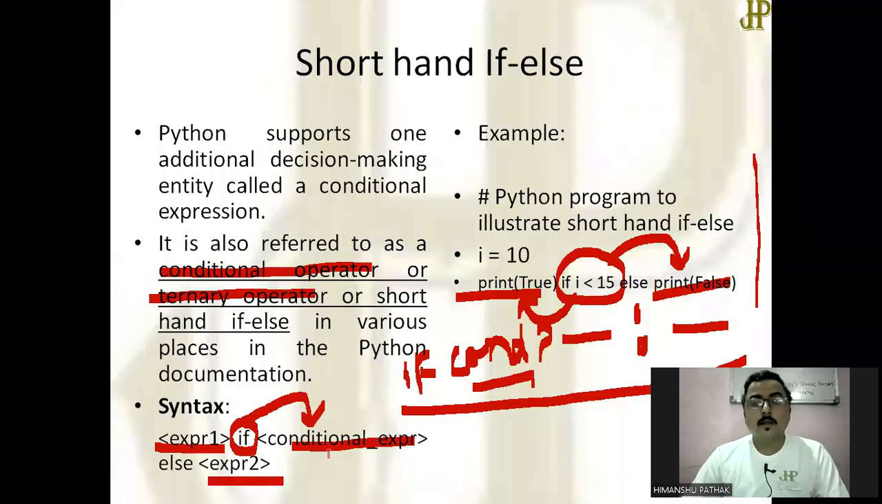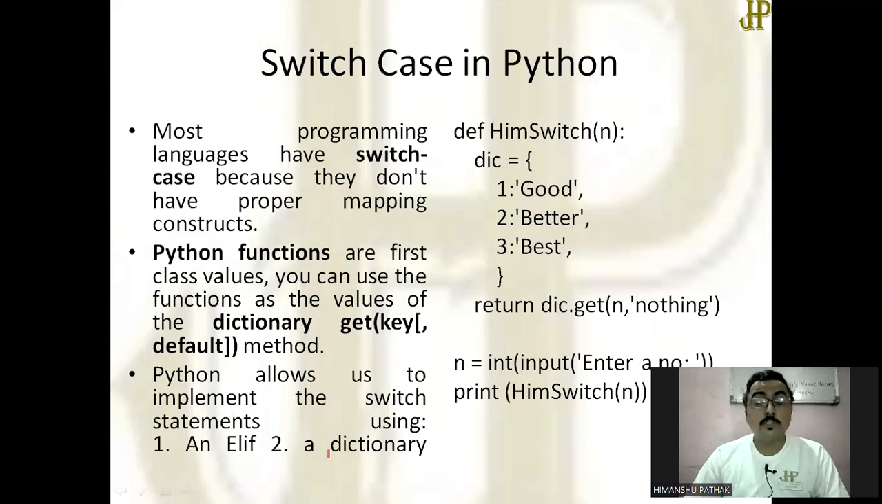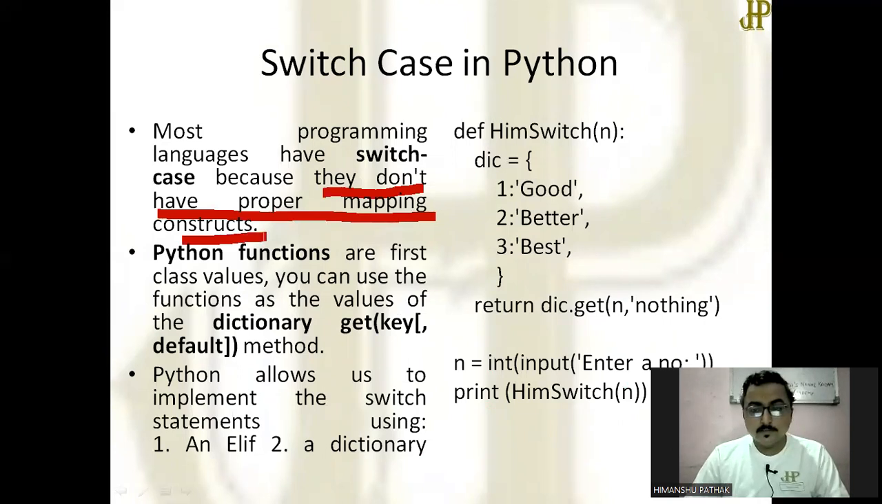Now move on further. The last thing, that is switch case in Python. In C, C++ or any other language, there is another conditional statement, that is switch case. But in Python, there is no switch case facility. Why? Because in other languages, they don't have proper mapping constraint. There is nothing other than switch case to do the mapping as a key value pair.